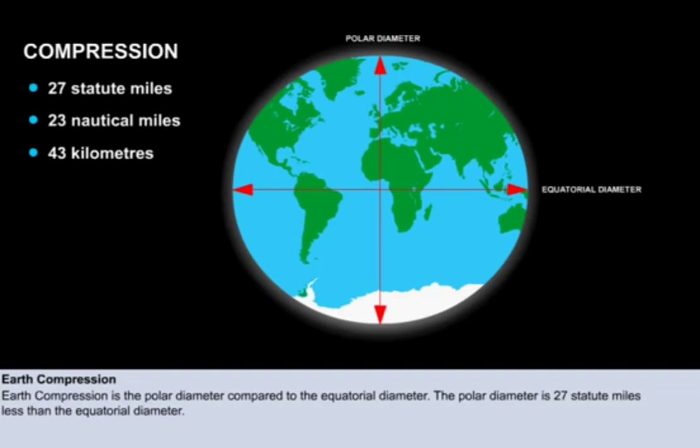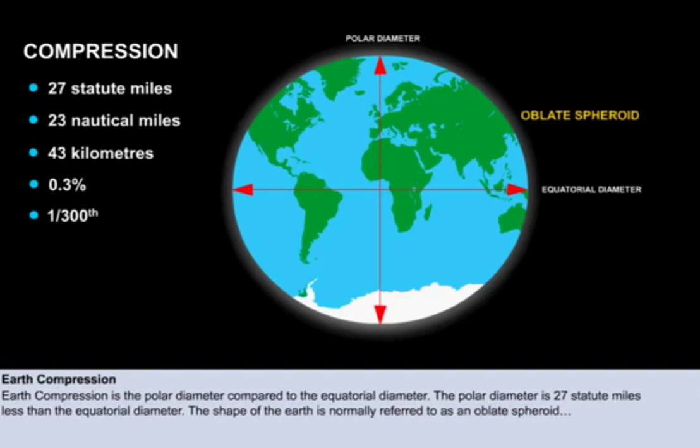The difference between the equatorial and polar diameter can also be expressed as a percentage of the equatorial diameter, and this is 0.3%. Or as a fraction, it is 1/300th. The Earth's shape is referred to as an oblate spheroid. The Greek word for Earth-shaped is geoid, and this is sometimes used to describe the shape. There is a slightly larger amount of mass in the southern hemisphere, although this is insignificant in navigation terms.